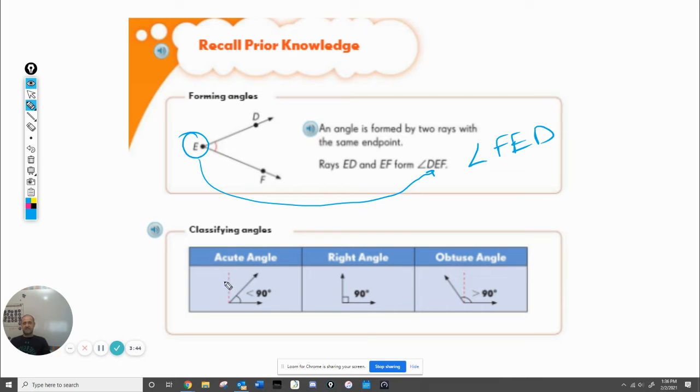Okay? To classify angles, acute angles are less than 90 degrees. Right angles are exactly 90 degrees. And obtuse are greater than 90, but also they're also less than 180. Okay? Wait, that's not right. Obtuse is greater than 90.